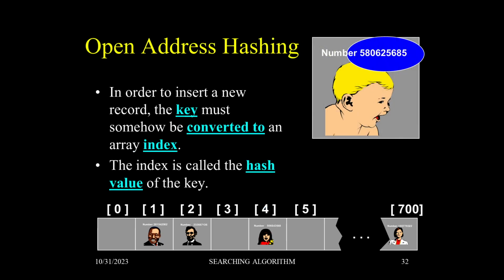Then in order to insert a new record, the key must somehow be converted to an array index. First thing, it will be converted to an array index, say for example A of 0, A of 1, like that, and the index is called the hash value. Whatever index we are calling, this is the hash value of the key. Try to understand that.